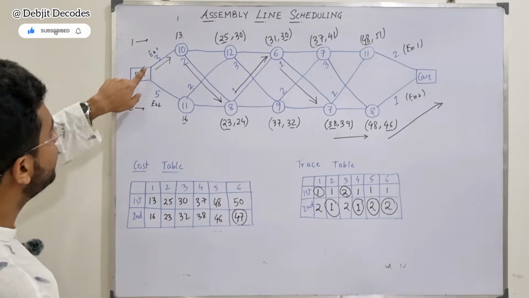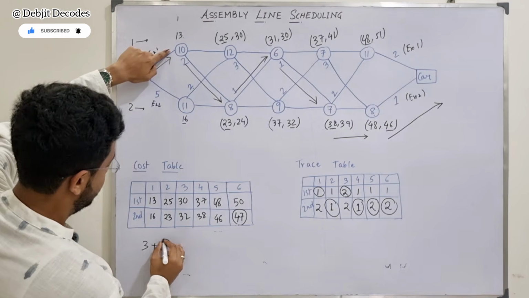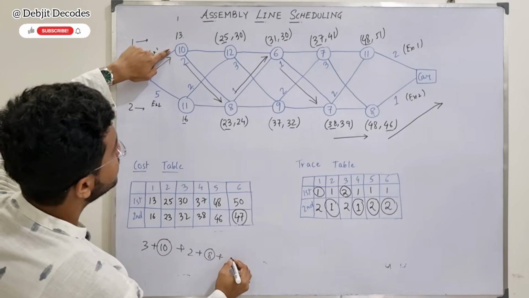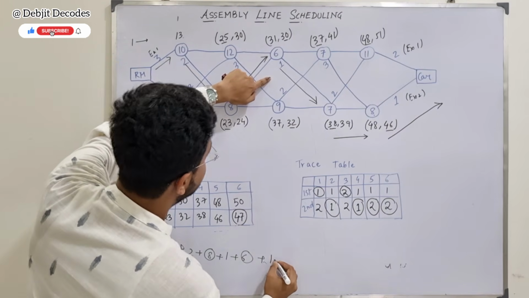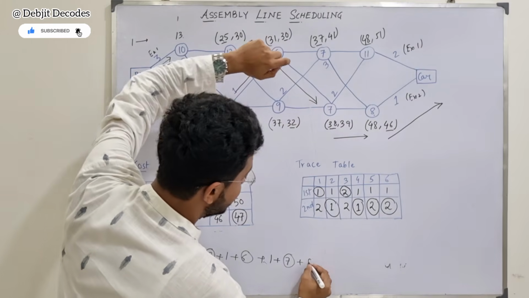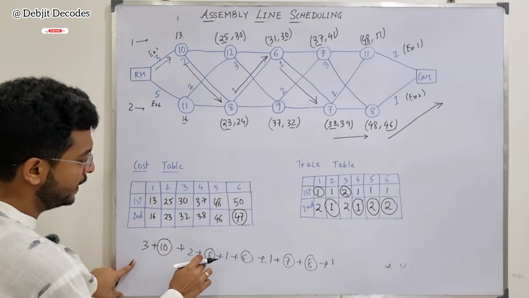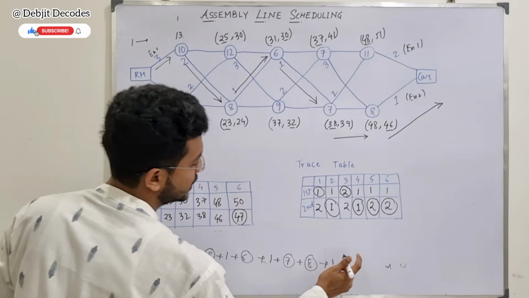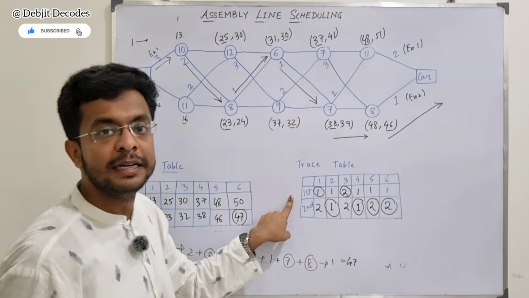So if you see, the path is like 3 plus 10 plus 2 plus 8 plus 1 plus 6 plus 1 plus 7 plus 8 plus 1. If you check, 13, 15, 23, 24, 30, 31, 38, 46, 47. So this tracing is a little tricky.